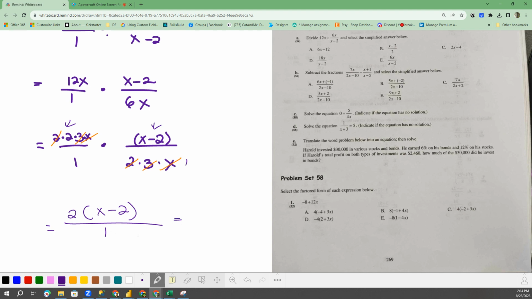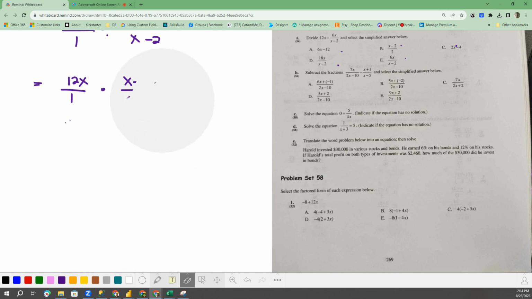Now you simplify that. Anything divided by 1 is just the same number. And you don't really have any parentheses in any of these choices, so that tells you that you need to distribute. So you have 2x minus 4. Over 1, you don't have to write over 1. Anything divided by 1 is just the same thing. All right, let's move on to letter B.